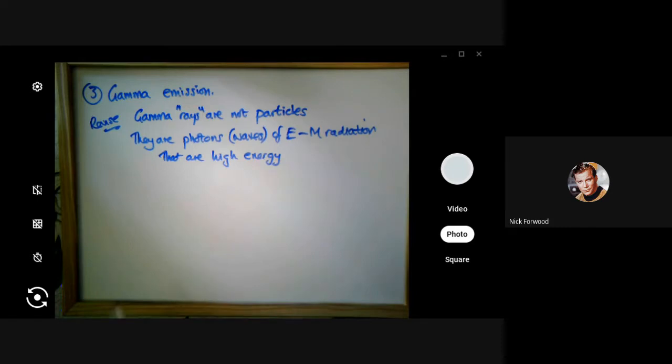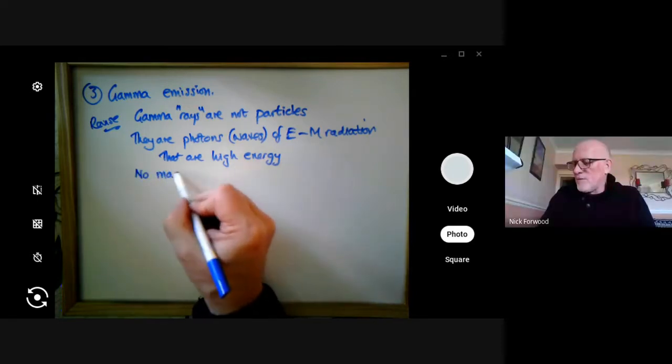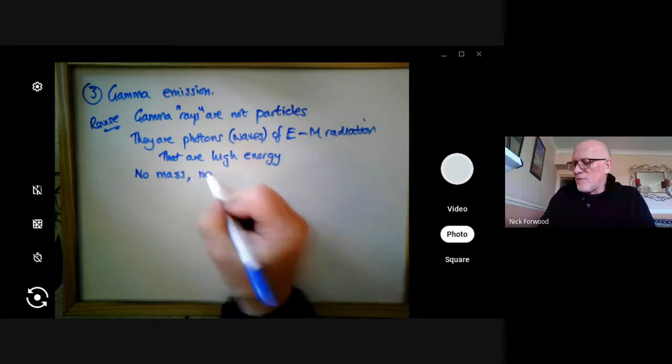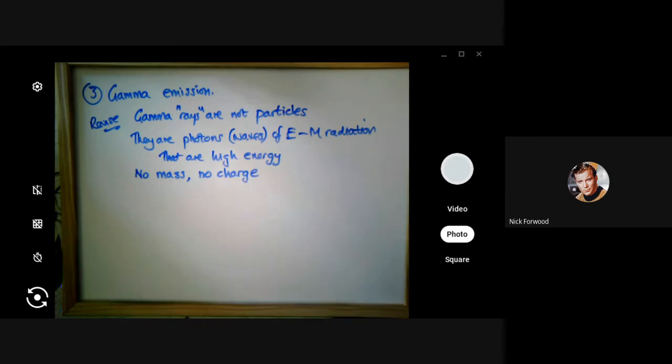So it's got no mass because waves don't have a mass. It's got no charge because waves don't have a charge. And so if you've got a nucleus that gives out some gamma rays, there's no change to the mass, there's no actual change to the structure. The whole structure of the nucleus stays the same.